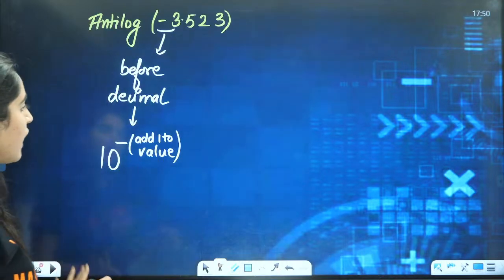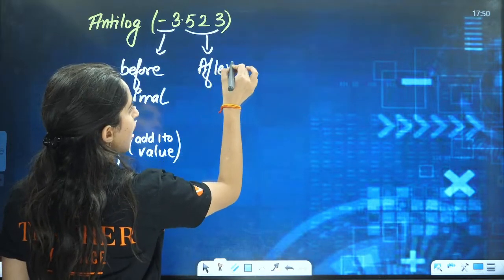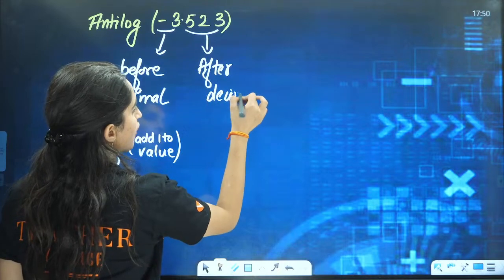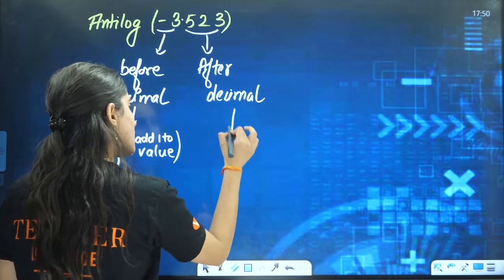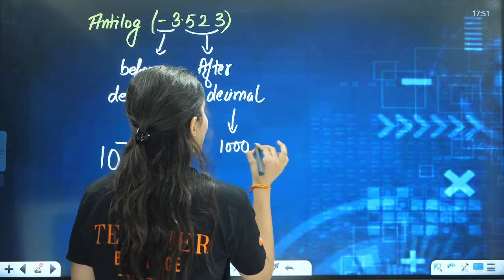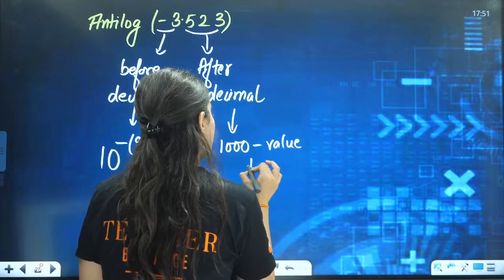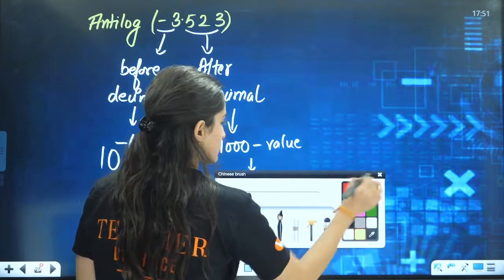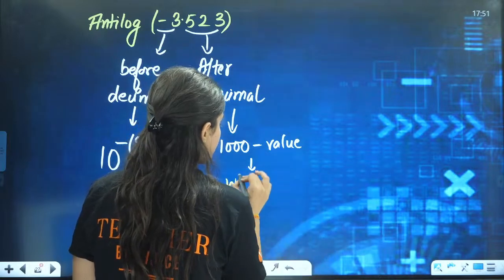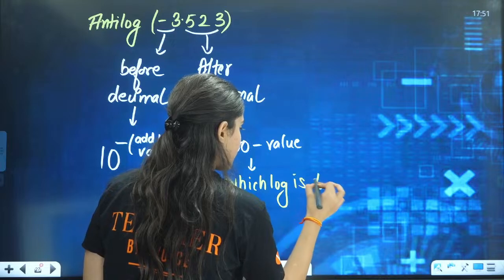Right? Now, after the decimal, what you need to see is 1000 minus this value. Which log is it?